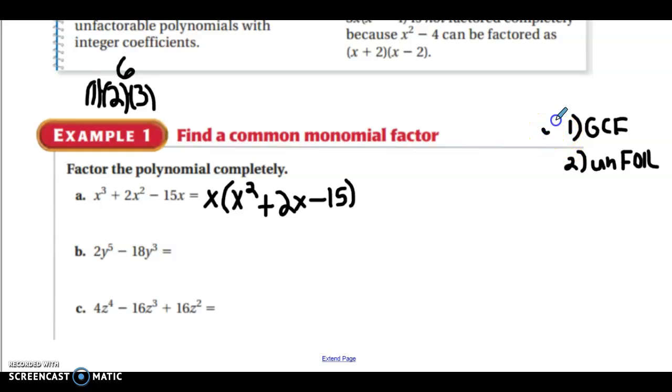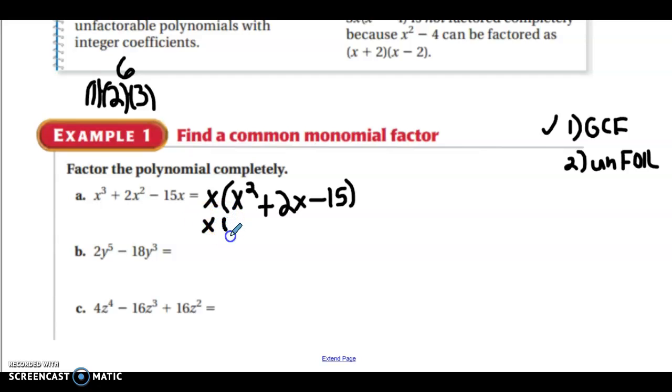So that was step 1. So check, we did step 1. There was a GCF. Now second, let's see, does this unfoil? Or for us, are there 2 numbers that multiply to negative 15 and add to positive 2? Yes, there are.